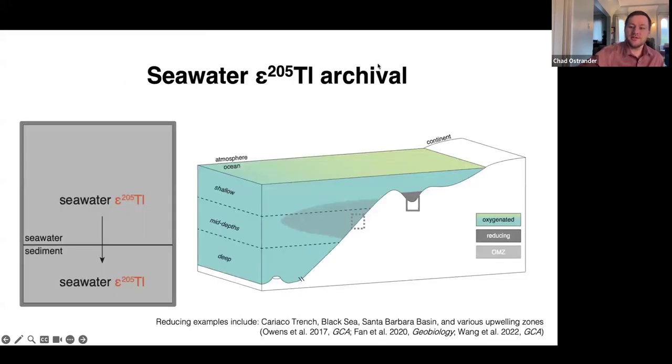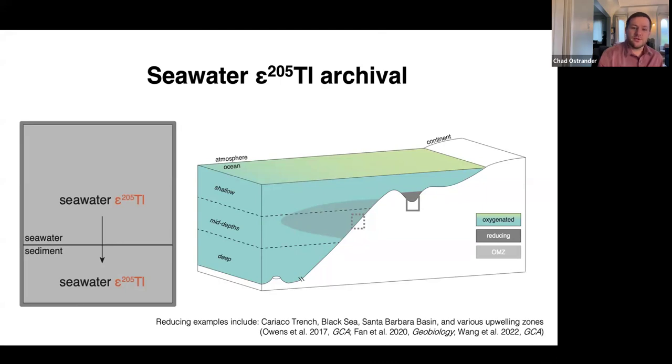Because reducing sediments do not fractionate thallium isotopes, they serve as a good archive for seawater thallium isotope compositions. So you go to locations of the ocean today, like anoxic or euxinic basins, and the thallium isotope composition of the water column is transferred to sediments in those locations. And you can even go to places like modern upwelling zones or oxygen minimum zones, and the sediments below those settings also capture the seawater thallium isotope composition.